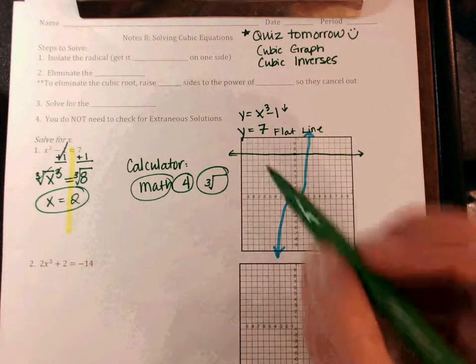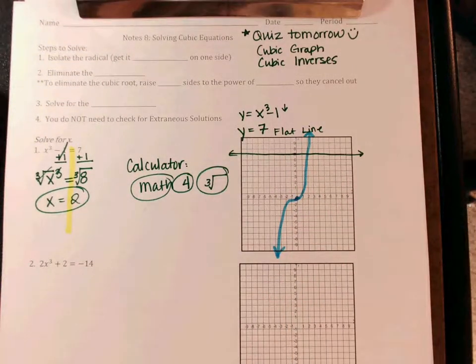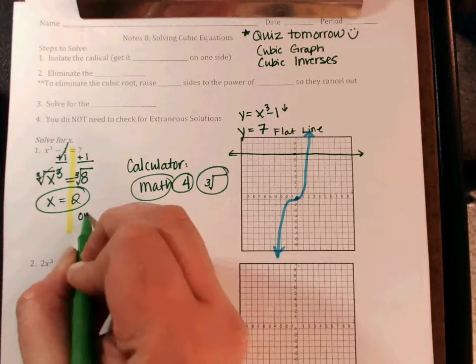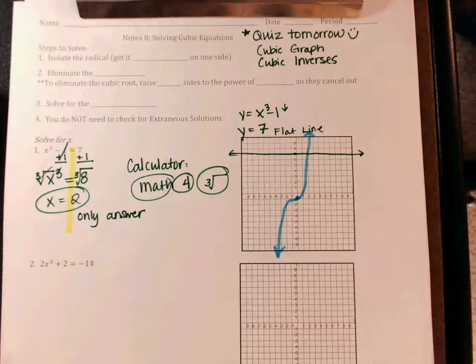Now, imagine if this was a U, how many times would it hit? Twice. That's where the plus minus comes from. So 2 is the only answer.